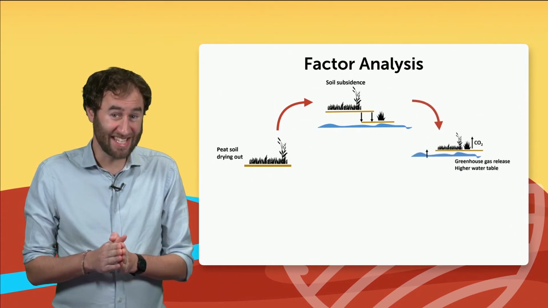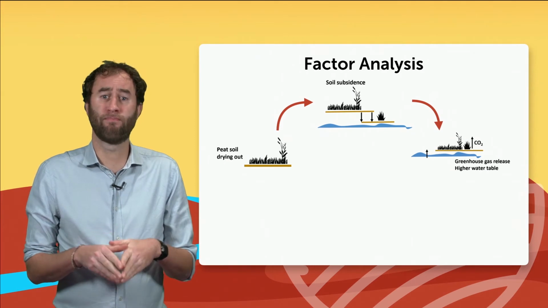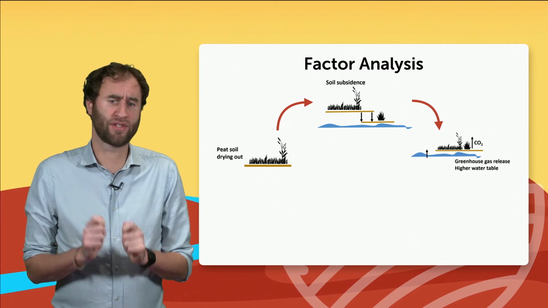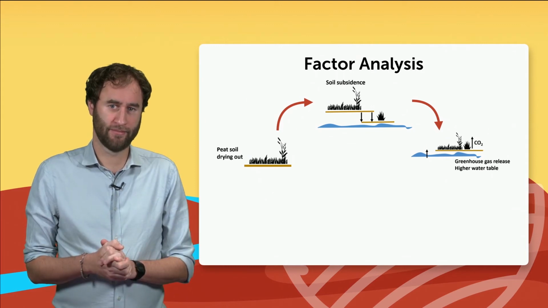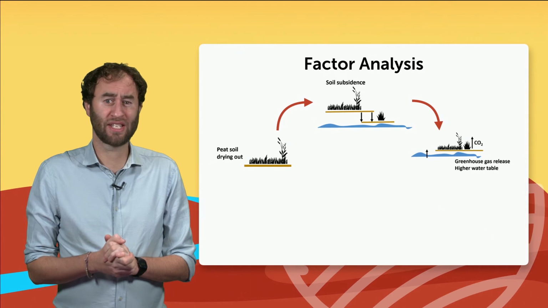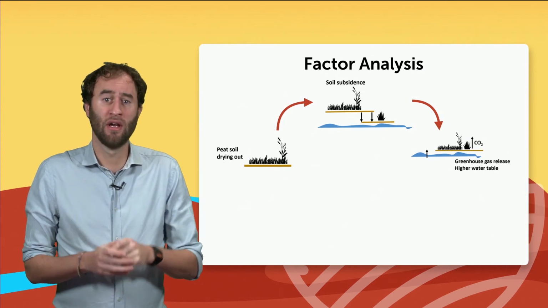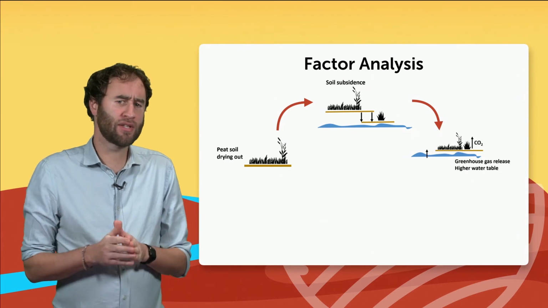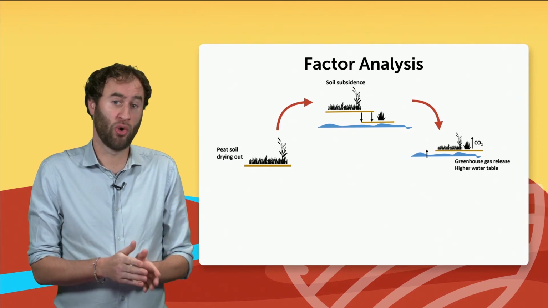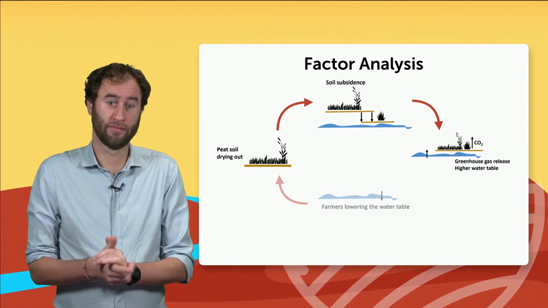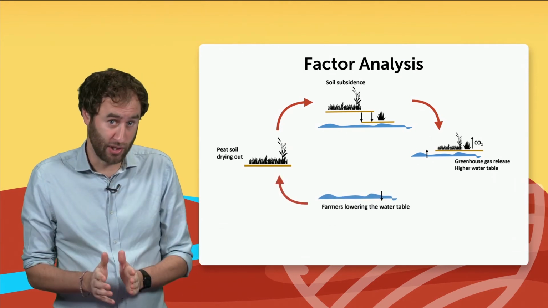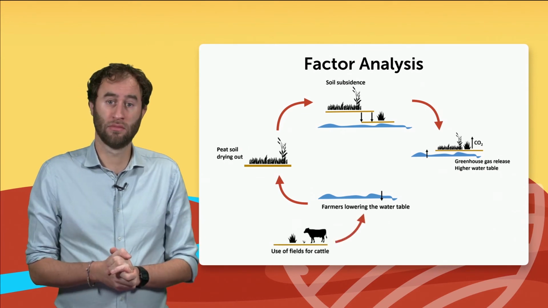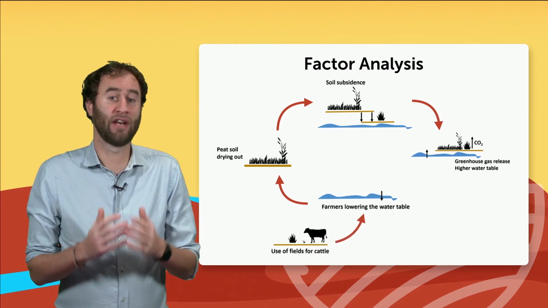This can then be repeated until we believe to have captured a basic understanding of why landscape degradation may be occurring within our social-ecological system. In our example, we extend our thinking on the causes by considering why does the peat soil dry out? Peat soil dries out because farmers are lowering groundwater levels. Farmers do this to enable use of fields for cattle, in order for them to make a financial income.